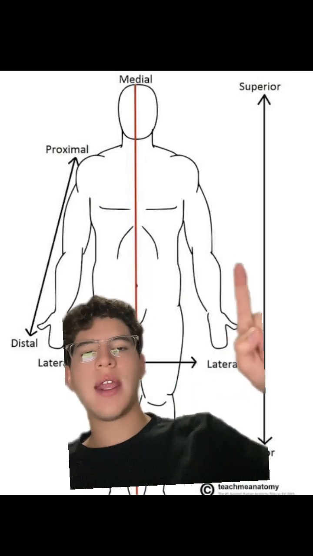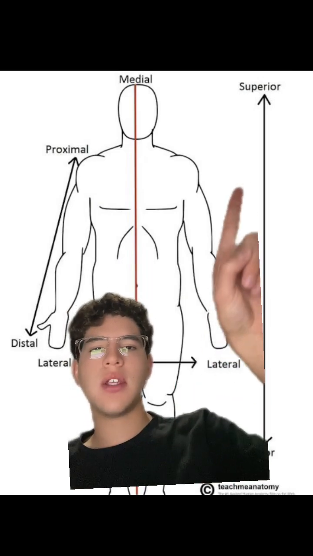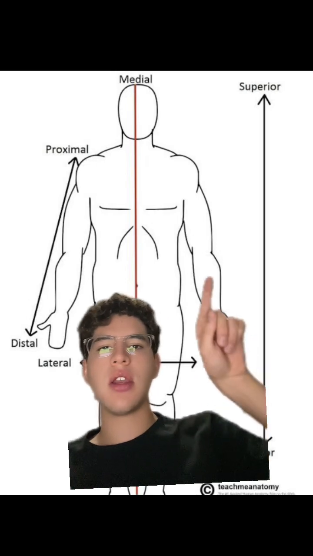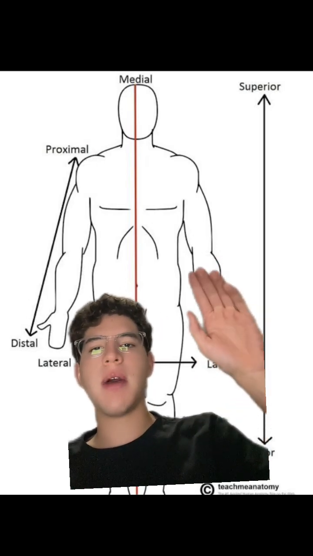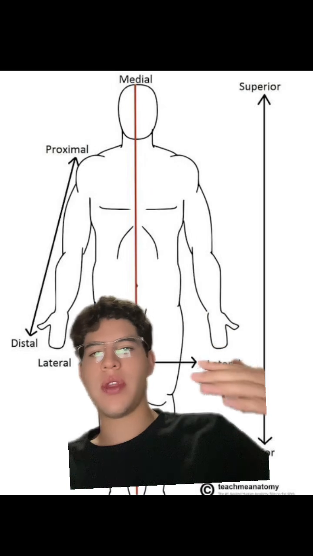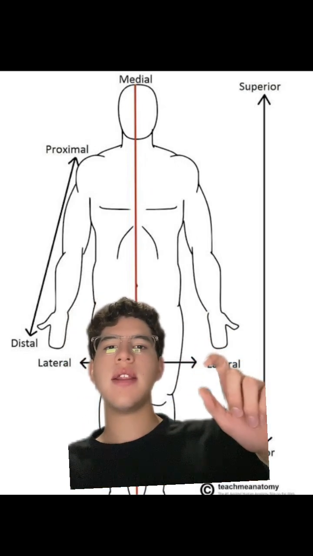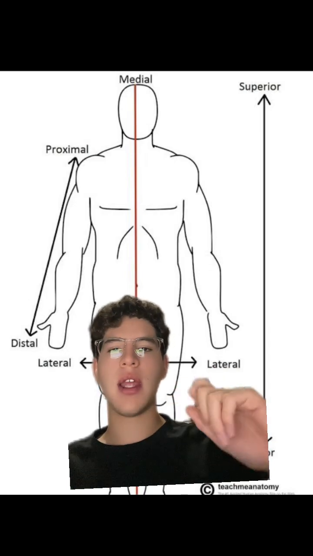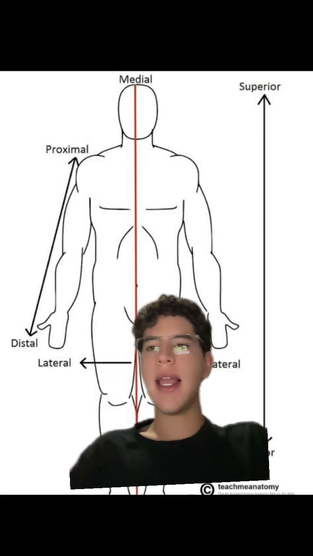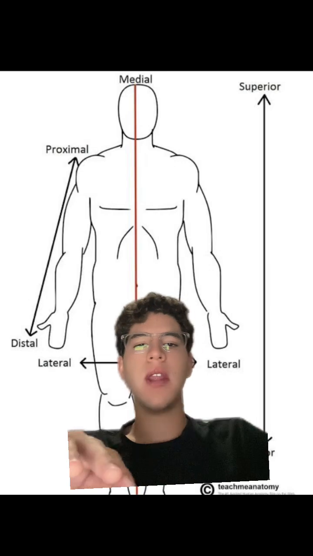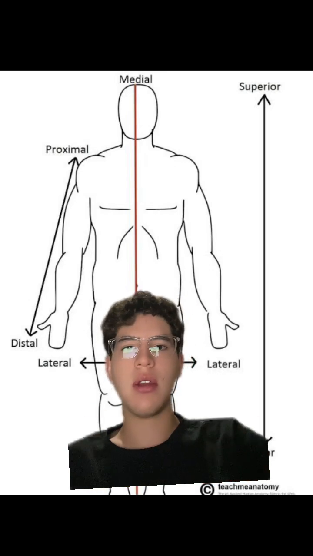The anterior and posterior terms are the same as the coronal planes that divide the body into the back part, and the front part. And last is the inferior, that is toward the feet or the lower part of the body.